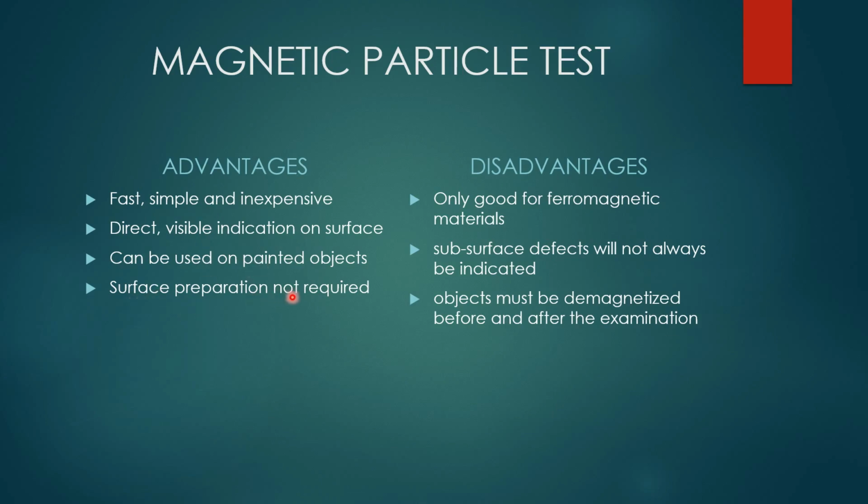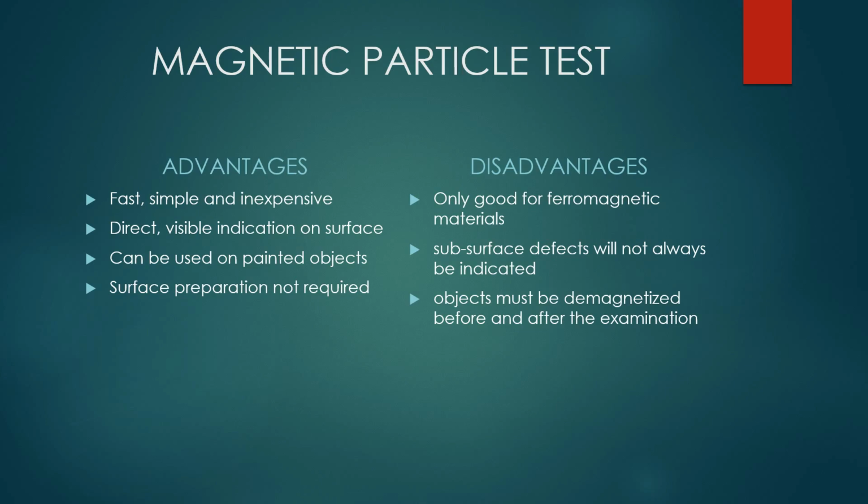Then surface preparation is not required. That means we don't have to clean its surface, we don't have to grind it, we don't have to rub it, we just let it be as it is. We can check this particular object also. Now disadvantages. It is only good for ferromagnetic materials because only ferromagnetic materials can pass the magnetic fields, so it can be applicable to ferromagnetic materials only. Diamagnetic material will not be applicable to this particular test.